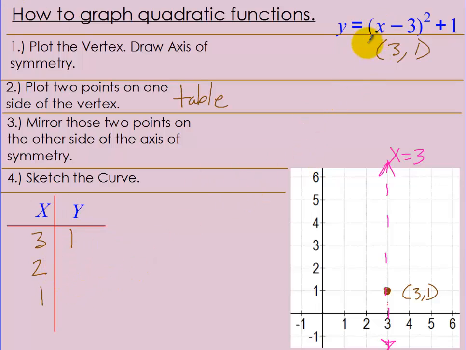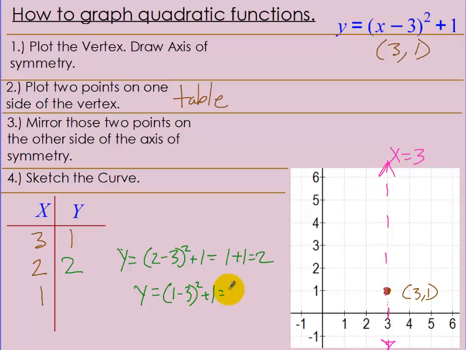So to this equation right here, if I plug in x is 2, I get y equals 2 minus 3 squared plus 1. That's going to equal 1 plus 1, because negative 1 squared is 1, which is going to be 2. So if x is 2, y is 2. Now if x is 1, let's plug that in. You get y equals 1 minus 3 squared plus 1. So that's going to be negative 2 squared, so 4 plus 1. And that's going to be 5. So if x is 1, y is 5. I'm going to plot both those points. Plot 2, 2 right here and label it. And then plot 1, 5 right here and label it.